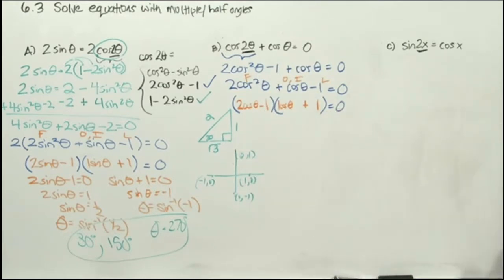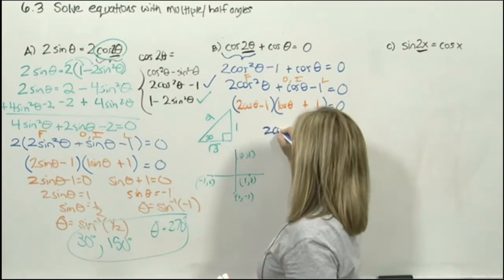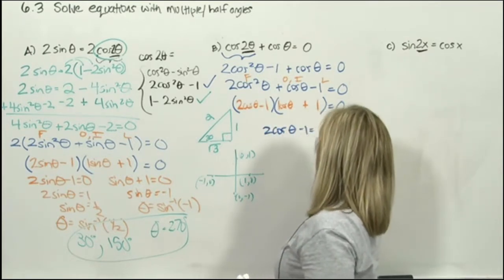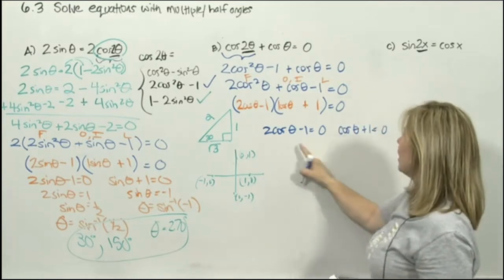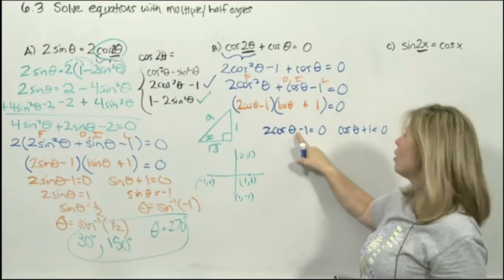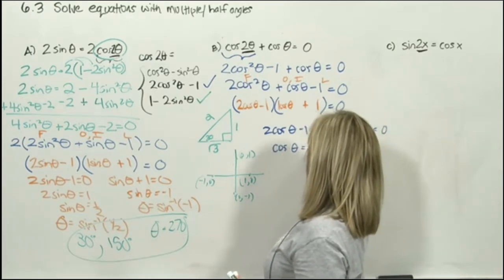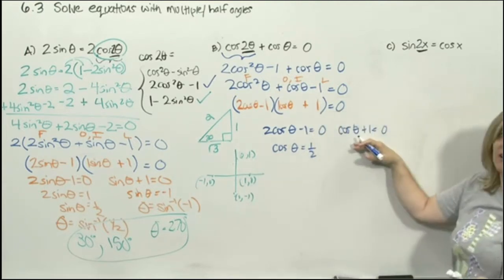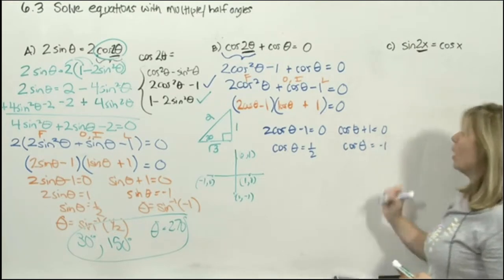Now I no longer have a quadratic. I have 2 linear equations. So I set each equal to 0. And then I solve. To get cosine theta alone, I'm going to add 1 and divide by 2. That's going to give me cosine theta equals 1/2. To solve for cosine here, I'm going to subtract 1. So cosine theta is -1.